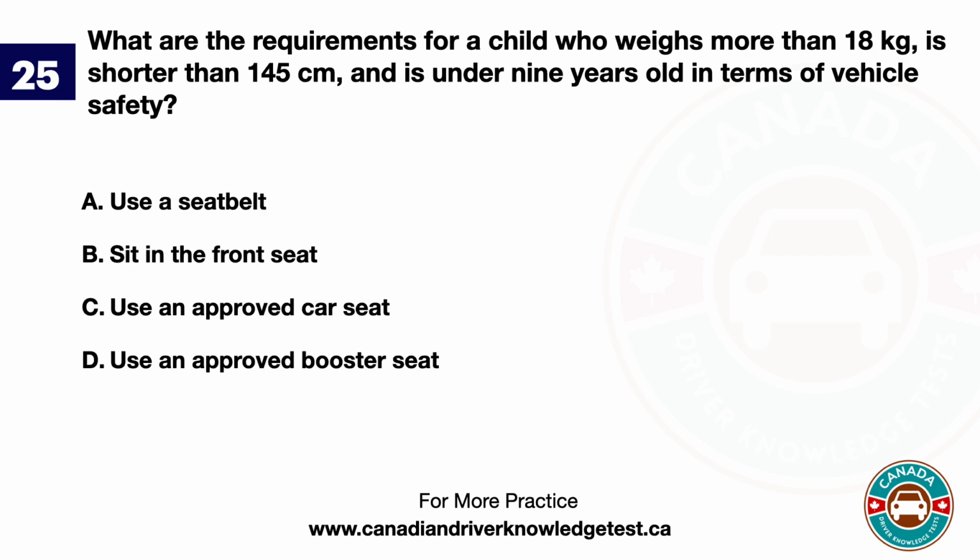Question 25. What are the requirements for a child who weighs more than 18 kilograms, is shorter than 145 centimeters, and is under 9 years old in terms of vehicle safety? A. Use a seatbelt. B. Sit in the front seat. C. Use an approved car seat. D. Use an approved booster seat. The answer is C. Use an approved car seat.